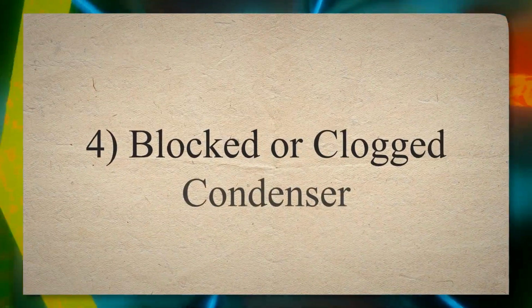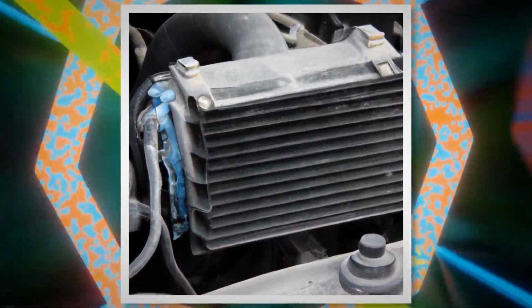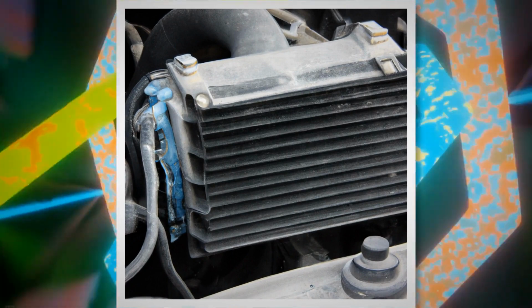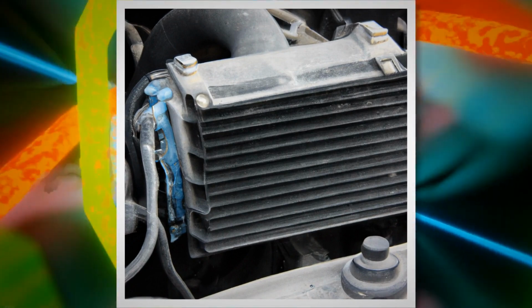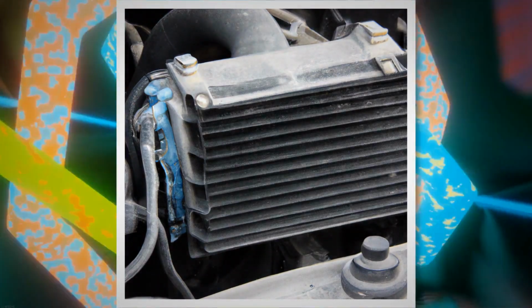4. Blocked or clogged condenser. The condenser, located in front of the radiator, helps dissipate heat from the refrigerant. If it becomes blocked by debris, such as dirt or leaves, it can restrict airflow and reduce the system's cooling efficiency.